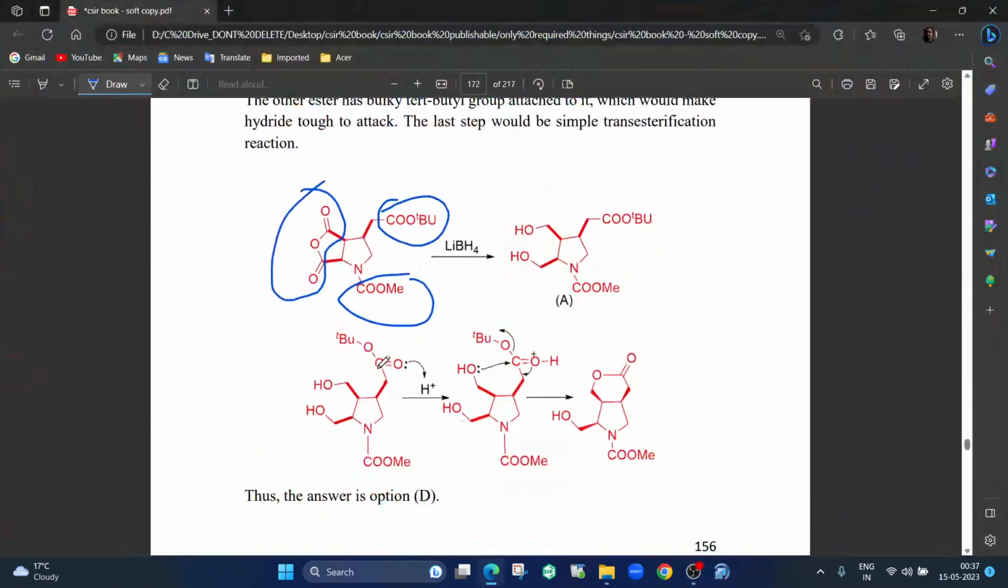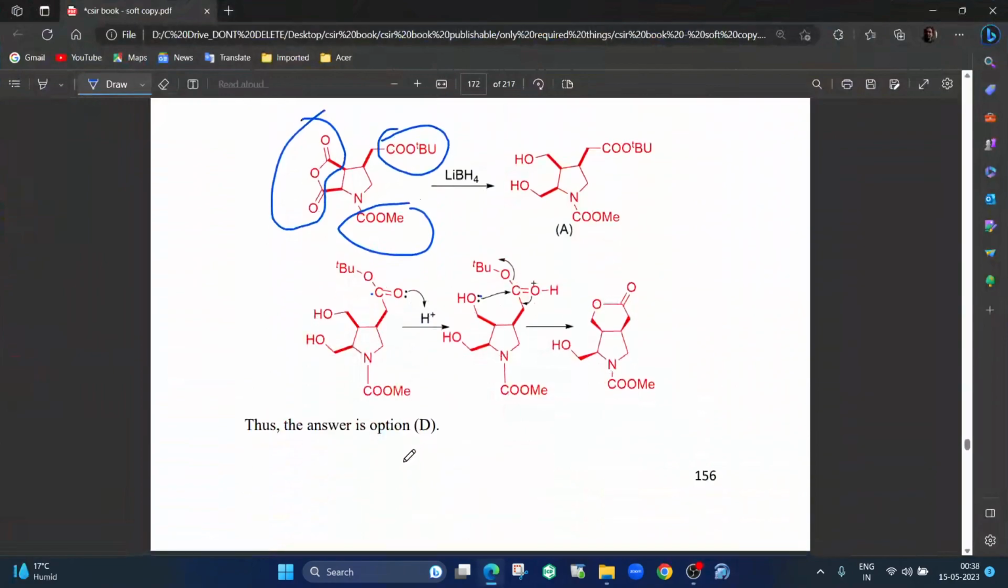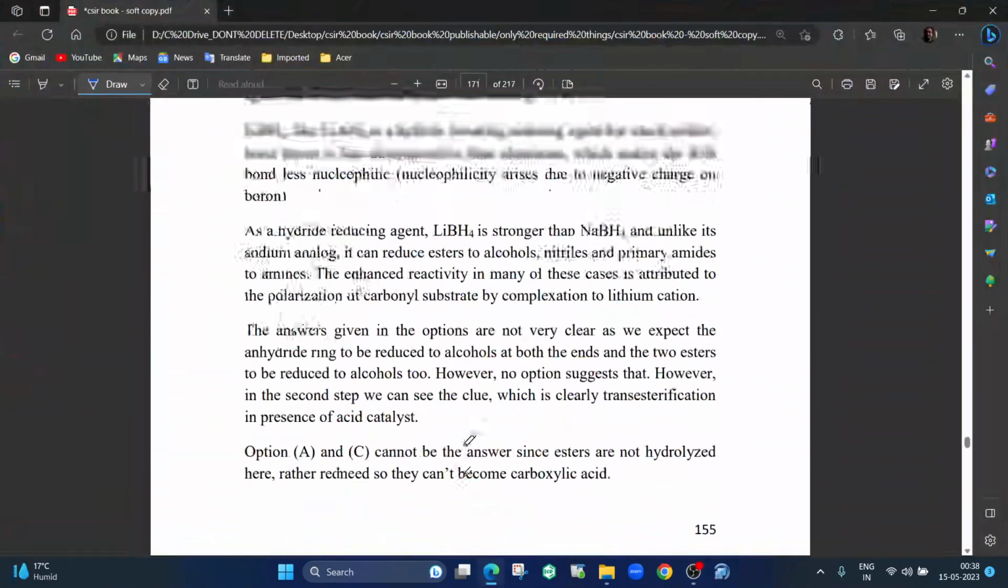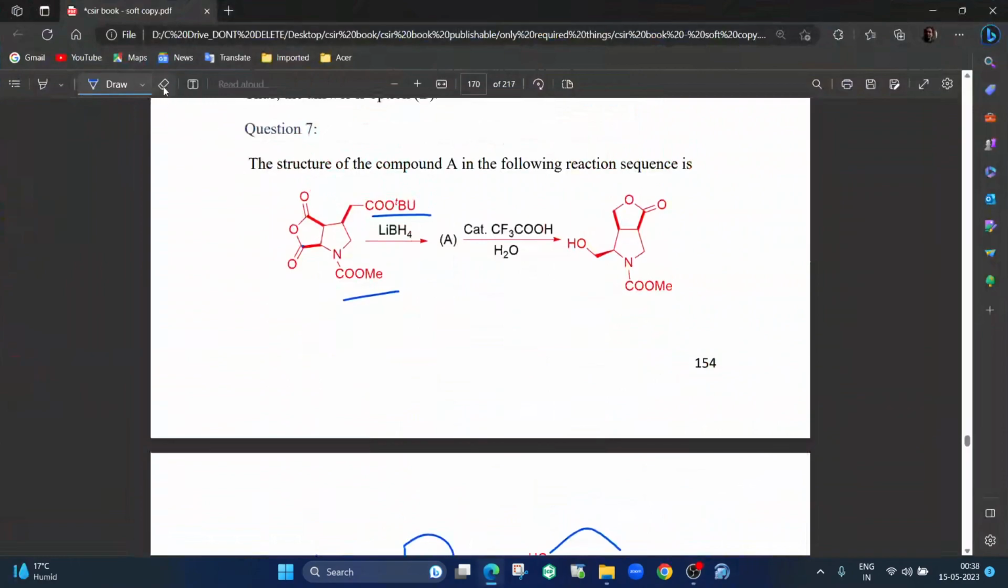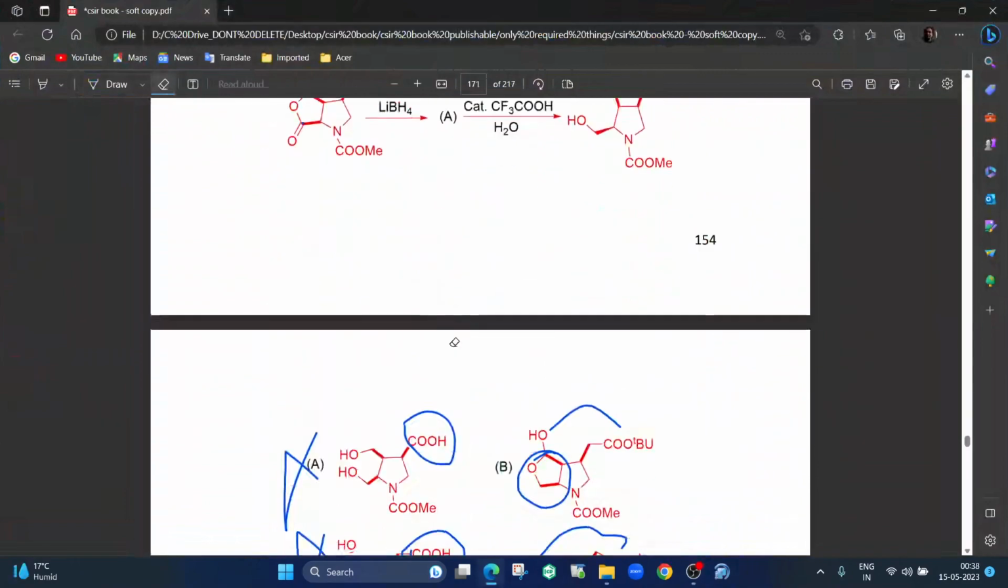Then this tertiary butyl picks up a proton, because you have added trifluoroacetic acid, and this gets activated. This carbon becomes much more electrophilic, and then this 6-membered ring will be formed. This goes and attacks, this leaves, and you're getting transesterification. Answer is option D. Okay, I'll go slowly and you please read through it. Please pause it if it is fast.